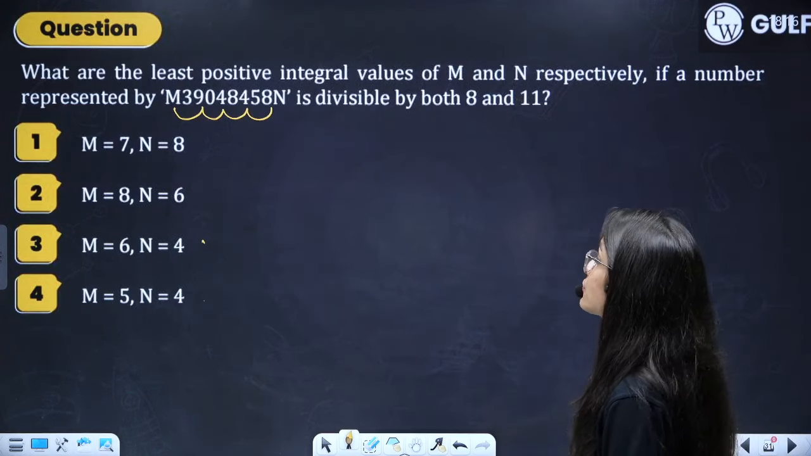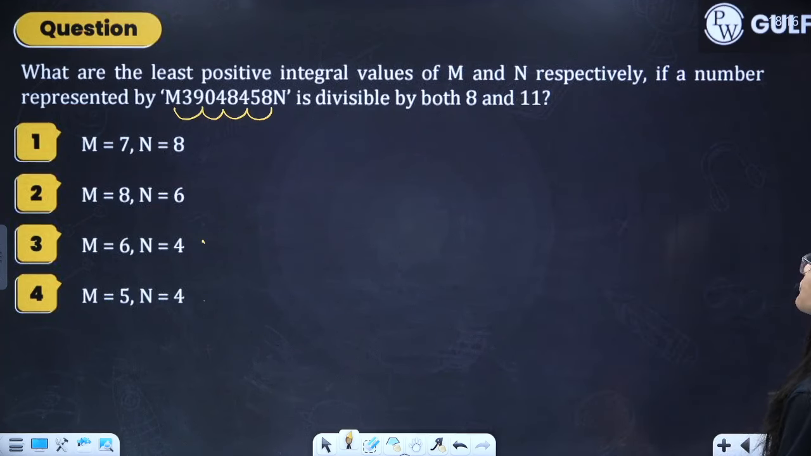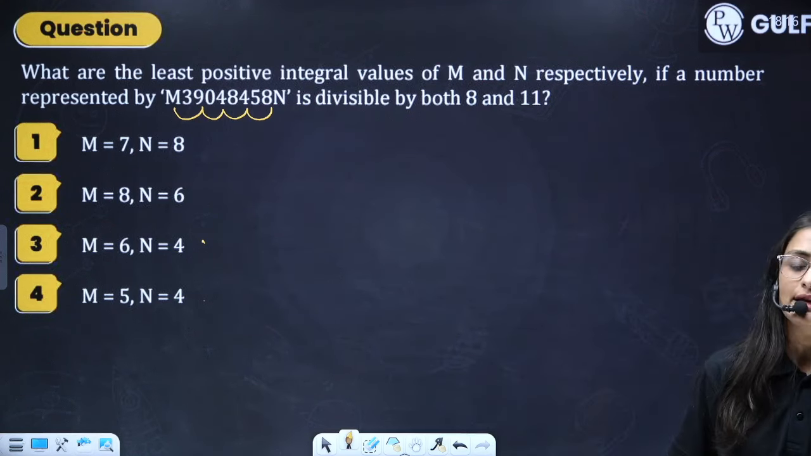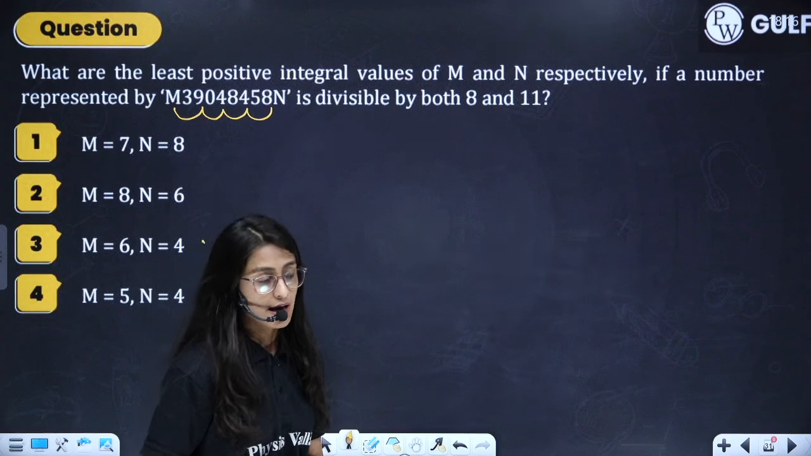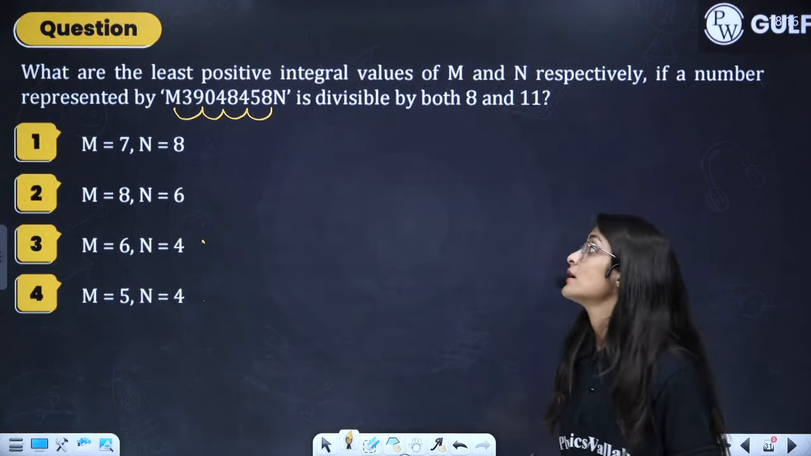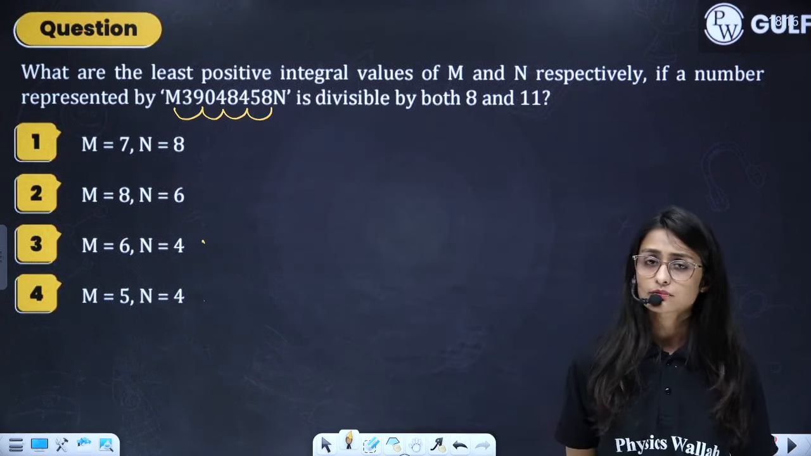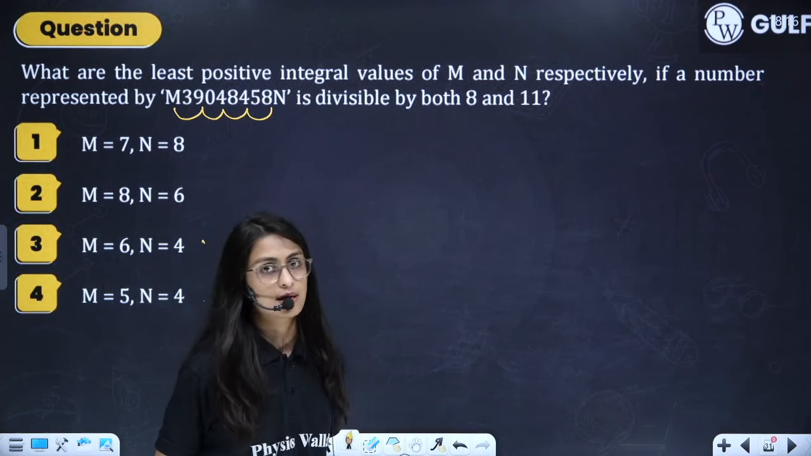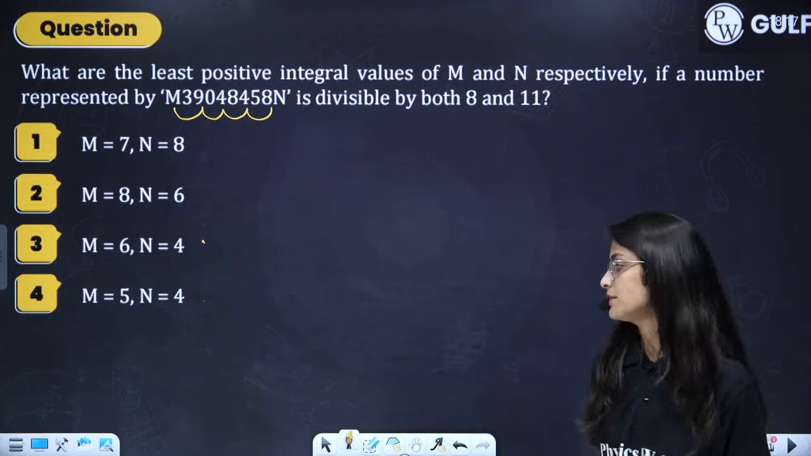Moving forward, what are the least positive integral values of m and n respectively if a number represented by this is divisible by both 8 and 11? Now I need to check whether this number is divisible by both 8 and 11. So for that I need to apply the divisibility rules. But here, as I said, I have two unknowns in my number, right? So first, by applying one divisibility, I will find one unknown. By the other divisibility, I will find the other unknown.